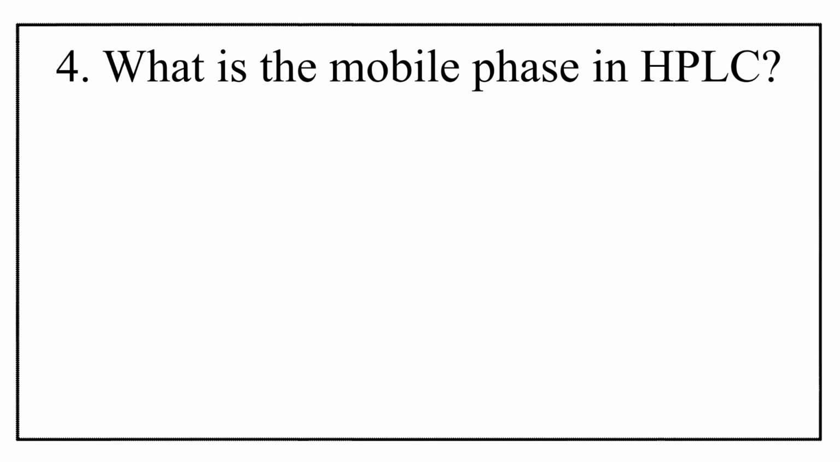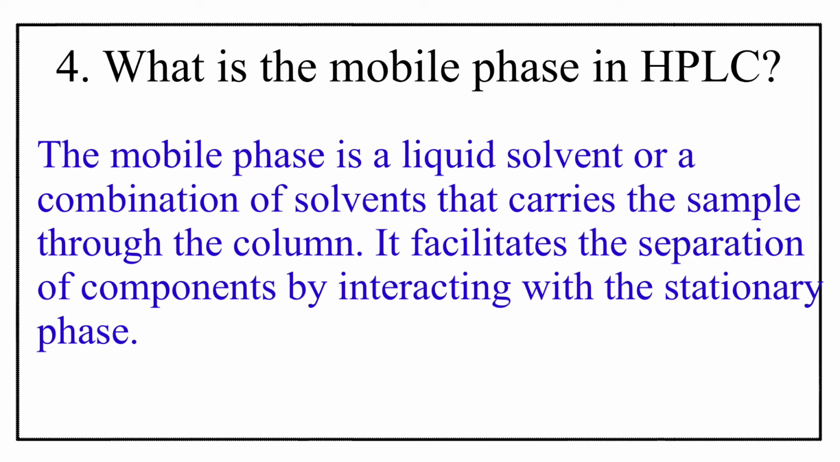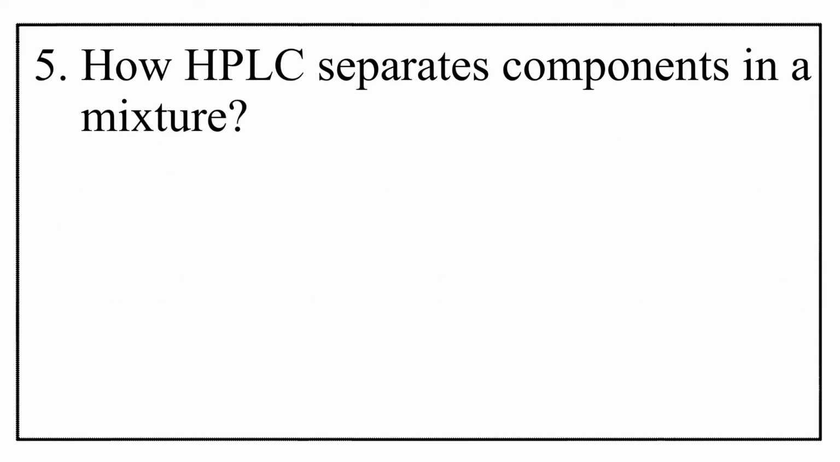Now comes question number 4. What is a mobile phase in HPLC? The answer is, the mobile phase is a liquid solvent or a combination of solvents which helps in carrying the sample through the column and facilitates the separation of the components by interacting with the stationary phase.